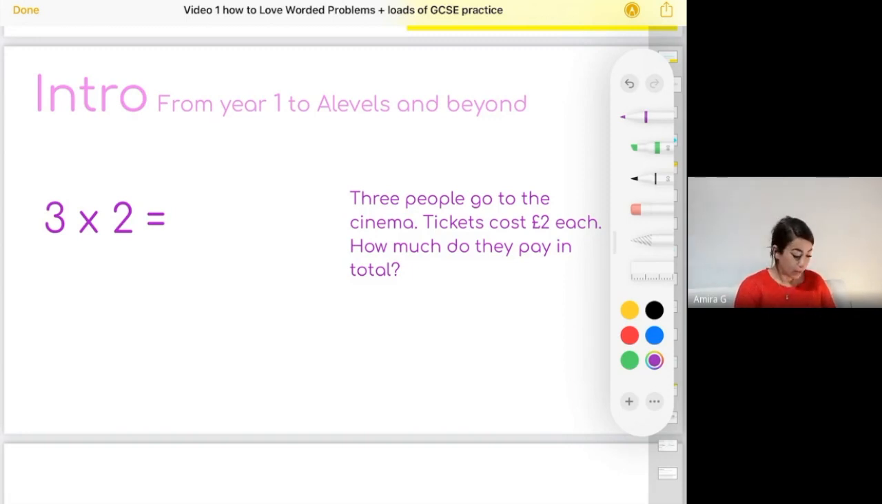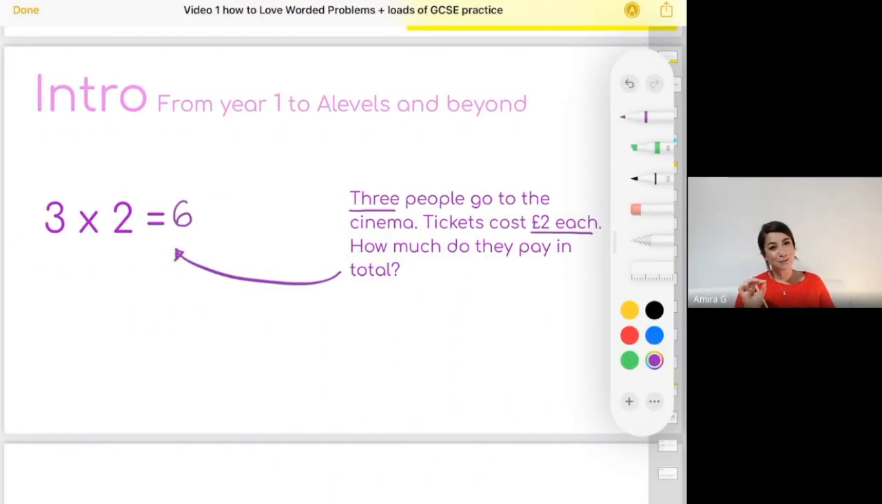For example, if I look at this example over here, 3 times 2, we know that's going to be 6. If I look at the worded problem of it, 3 people go to the cinema, tickets cost £2 each. How much do they pay in total? That goes back to 3 times 2 equals 6. So don't let words get in the way of your maths because you're very, very able. You just need to somehow get rid of all those words and break it down into that simple calculation that's going to help you answer that question.